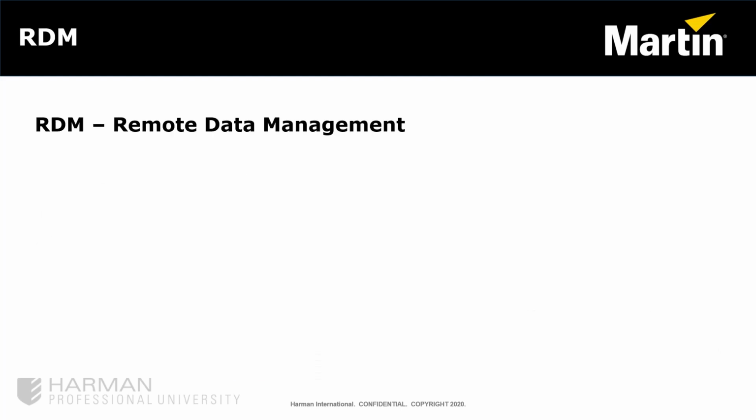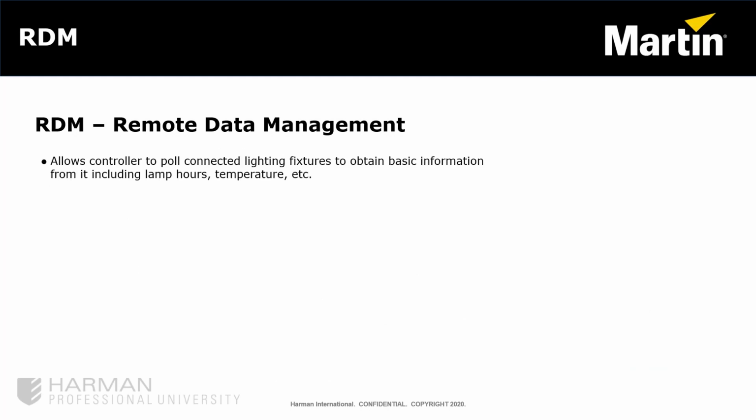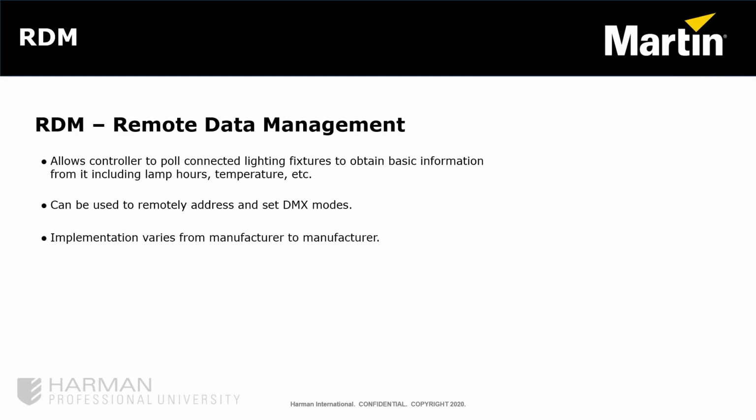RDM is a type of application that is added to the DMX512 protocol as a way of getting feedback information from lighting fixtures or devices, by allowing the controller or console to poll those connected to it for lamp hours, temperatures, and sensor status. The implementation varies from manufacturer to manufacturer, which means some devices will work with each other, while others may not, since not all products support RDM.